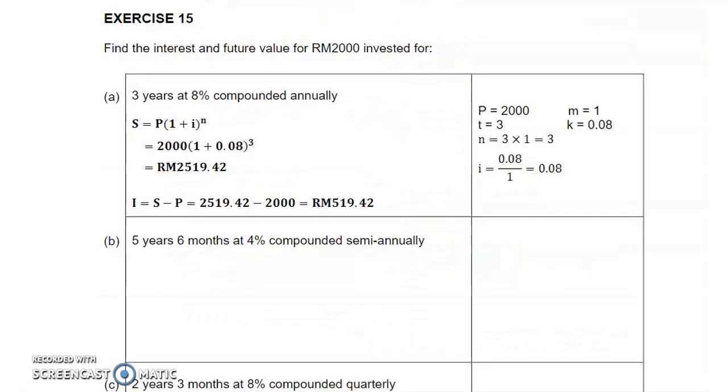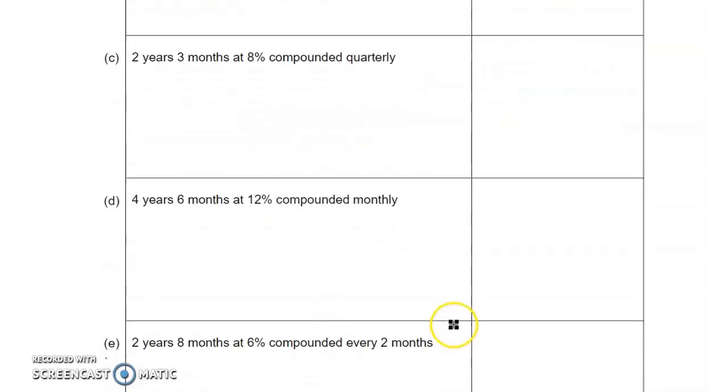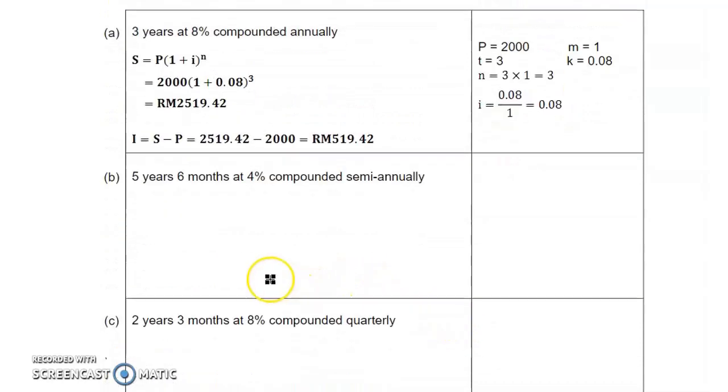Okay, now let's look at exercise 15. Find the interest and future value. Future value means that value S, or the compound amount. And interest, value I. For 2000 ringgit invested for several interest periods, here I give you several examples. Now let's start from B. A you can refer to later.